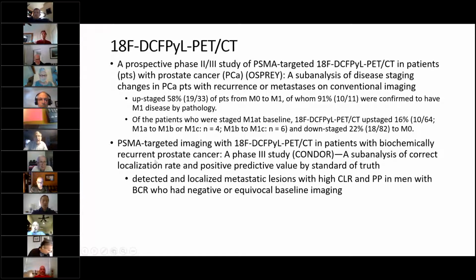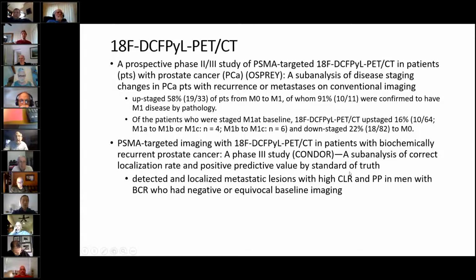Condor, it's again a sub-analysis of whether they could localize and predict by, I don't understand what they call standard of truth. And here they said that they localized metastatic lesions with high correct localization rate in men with biochemical recurrence who had negative or equivocal baseline imaging. So again, adding to the potential value of PSMA PET as an imaging modality. And I think we'll see more of this as time goes on. Questions?